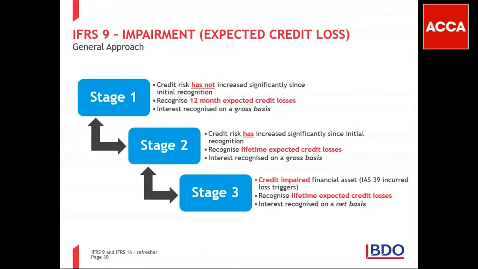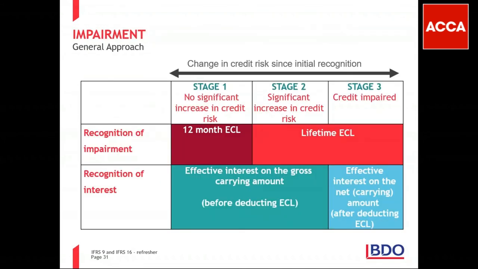So when the loss trigger event has happened, IAS 39 used to apply. In stage three, if the instrument is credit impaired, then expected credit losses will be recorded completely differently. Now let's look at this matrix, how this is going to work. So let's assume the instrument is in stage one, where there is no significant increase in the credit risk. Entities are required to record 12-month expected credit losses. 12-month expected credit losses is a portion of the lifetime expected credit losses which the entity is likely to incur in the next 12 months.